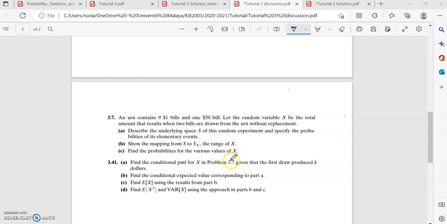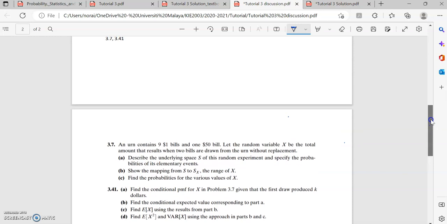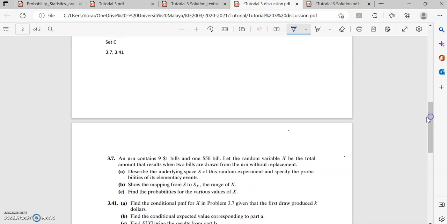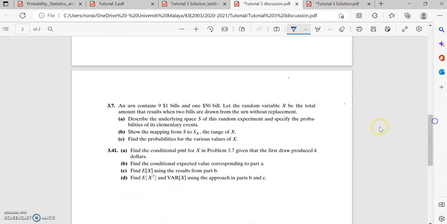Okay, so we continue on with our next set of tutorial questions, which is 3.7 as well as 3.41. 3.7 I've actually discussed in class, but I'll repeat it again. You have an urn containing 9 $1 bills as well as only one $50 bill. Let the random variable X be defined as the total amount that results when two bills are drawn from the urn without replacement.